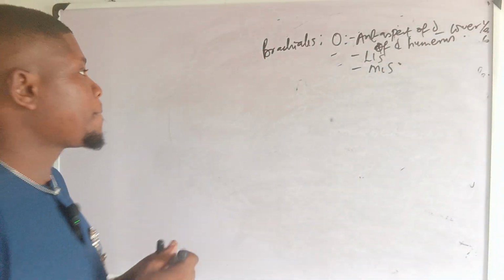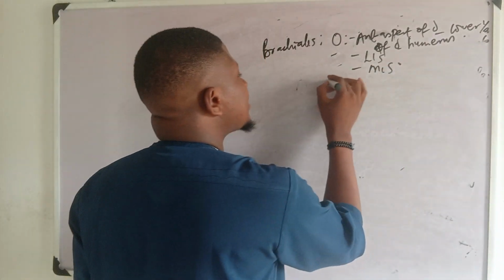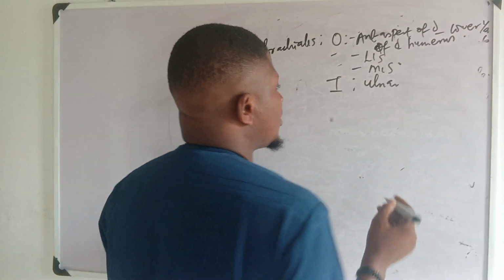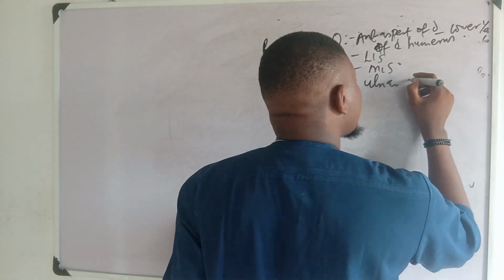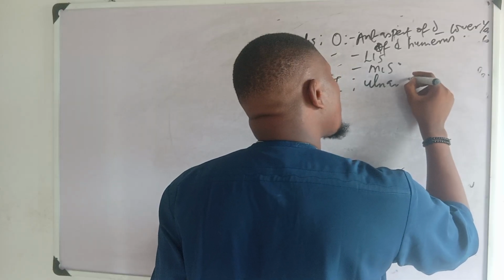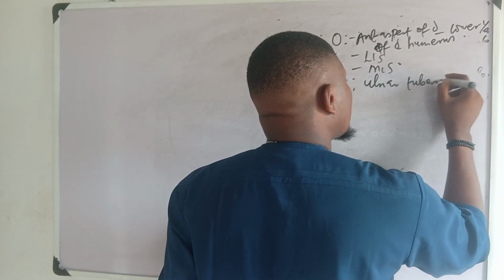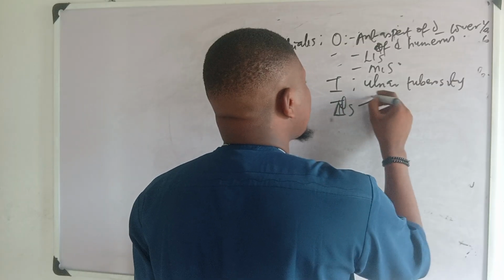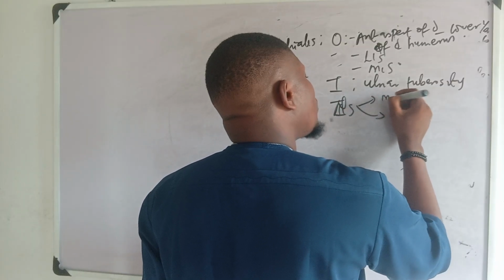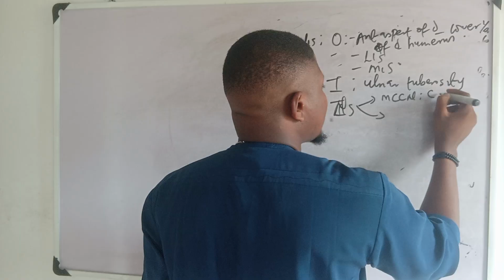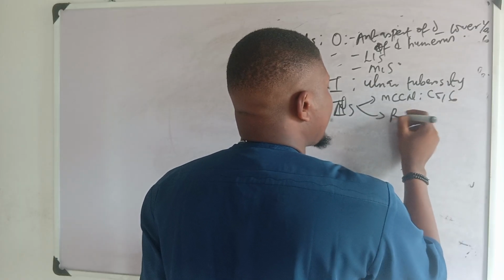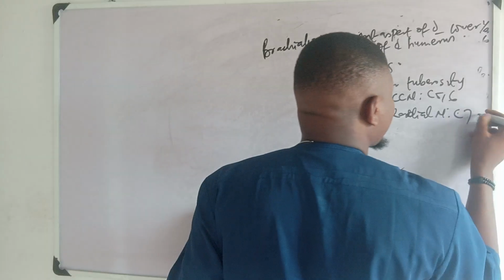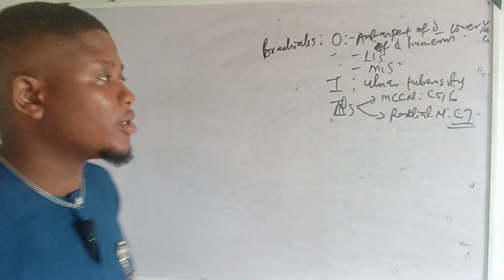Do you understand? Then if you come to the insertion, remember the radial tuberosity is for the biceps. This brachialis is now the ulnar tuberosity. Then nerve supply: this muscle is supplied by the musculocutaneous nerve, C5, C6 fibers. The radial nerve gives it C7 fibers. This is a popular question.